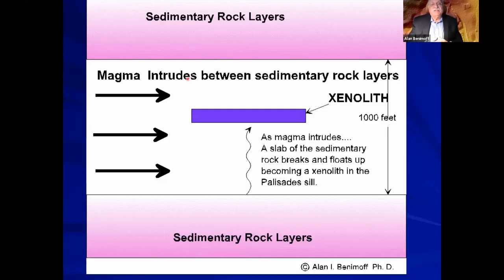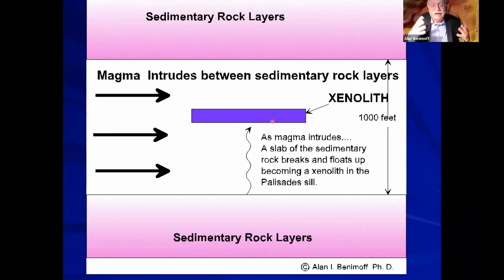So what kind of happened here, and I put this into like a cartoon. The magma intruded between these host rock layers, and a piece of the host rock broke off here. So as the magma intrudes, a slab of the sedimentary rock breaks and floats up, becoming a foreign rock body in the Palisade Sill here.